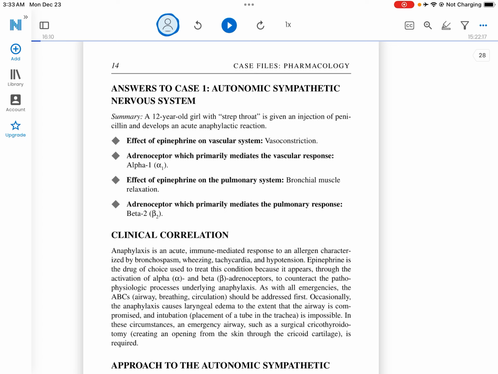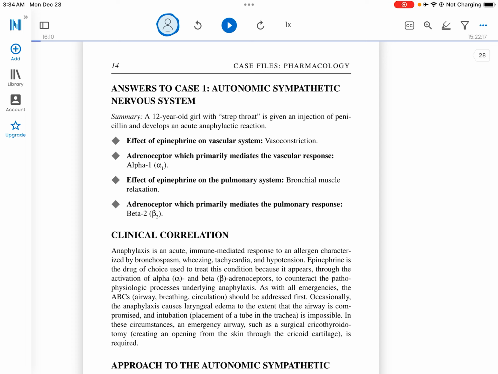Clinical correlation. Anaphylaxis is an acute immune-mediated response to an allergen characterized by bronchospasm, wheezing, tachycardia, and hypotension. Epinephrine is the drug of choice used to treat this condition because it acts through the activation of alpha and beta adrenoreceptors to counteract the pathophysiological process underlying anaphylaxis. As with all emergencies, the ABC, airway, breathing, circulation, should be addressed.